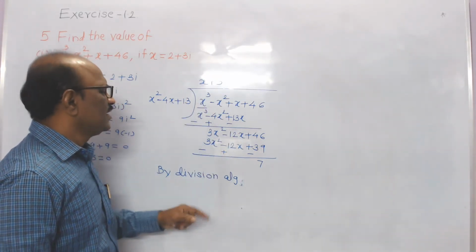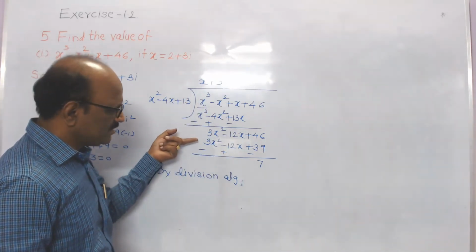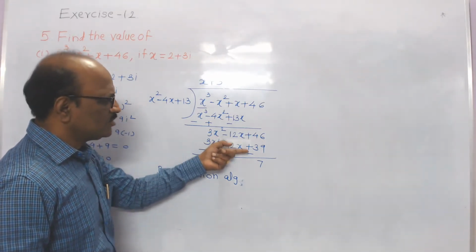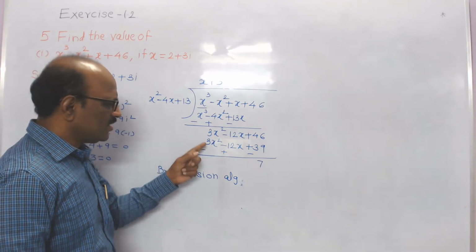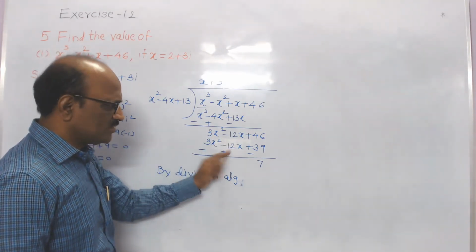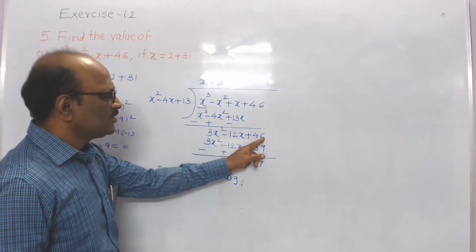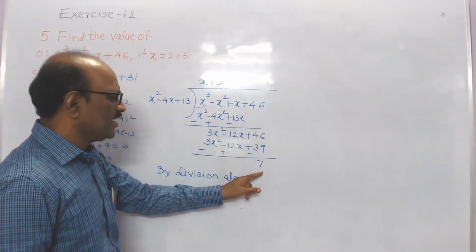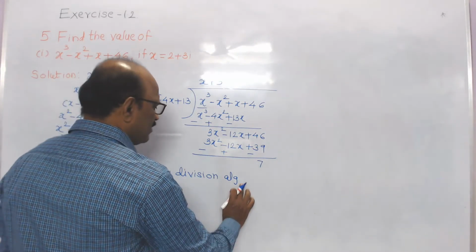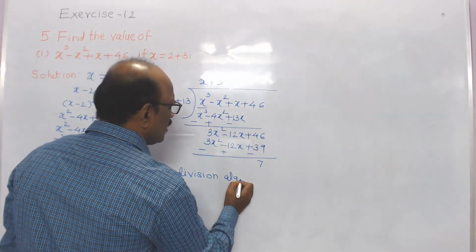Again, as there is a division, we will change the sign, plus to minus, minus to plus. Plus 2 minus again 3x square, minus 3x square get cancelled, plus 12x minus 12x get cancelled, and plus 46 minus 39, and you will get the 7.